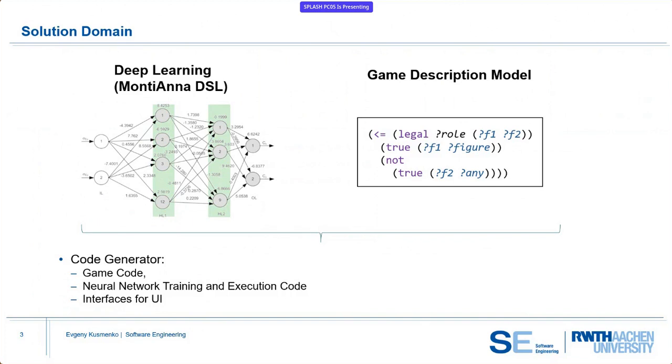And these two models we then want to input into a holistic toolchain, which will then generate code to execute the game, to train a neural network player, to provide maybe several neural network players to execute the code, and will provide also user interfaces, APIs, and also hook points to maybe extend the game with custom interfaces and so on.